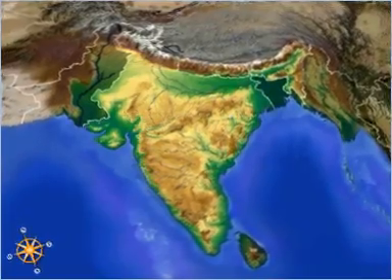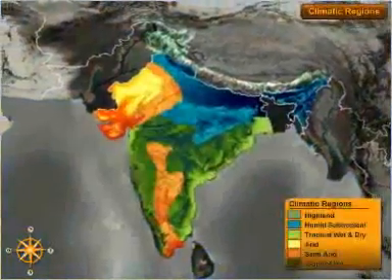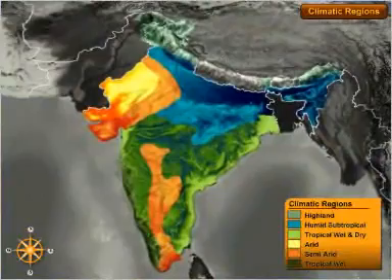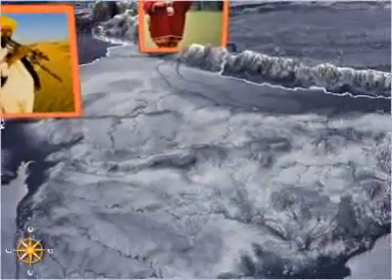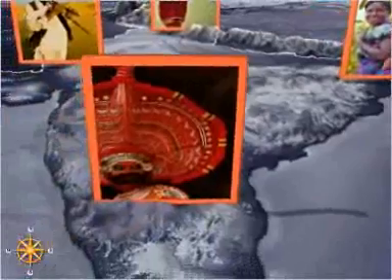Now you have come across a number of variations observed in temperature and rainfall in India. People living in different parts of the country have different food habits. They wear different types of clothes, and their houses are also of different kinds because they experience different climates.